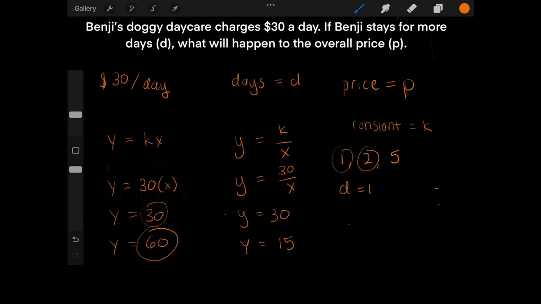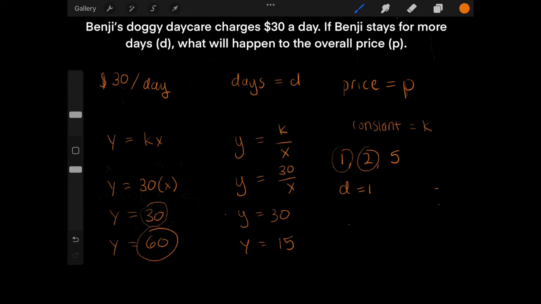It's the opposite for inverse variation. When x was 1 and y was 30, x became 2, so x became greater, and y became smaller. It went from 30 to 15. Now, logically, let's see what makes more sense. If Benji stays for more days, will he have to pay more or will he have to pay less? He'll have to pay more, right?